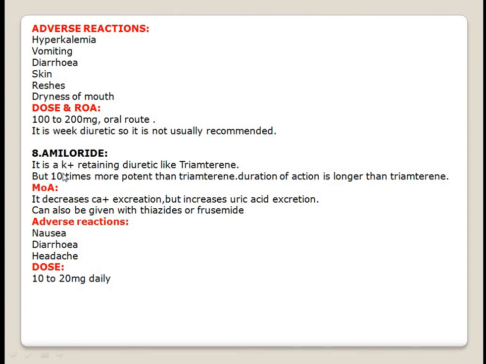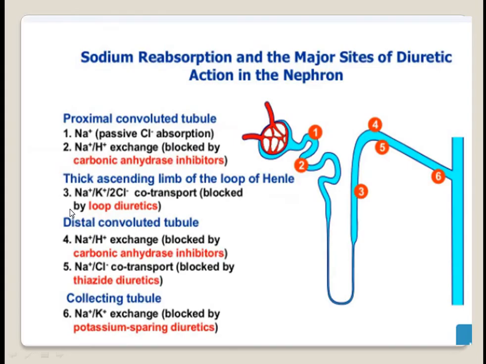Okay. Next one, important one, amiloride. It is a potassium sparing diuretic like triamterene. It is like triamterene, but amiloride is 10 times more potent than triamterene. Duration of action is longer than triamterene. Okay, 10 times faster, but it takes time. It is a potassium retaining diuretic.